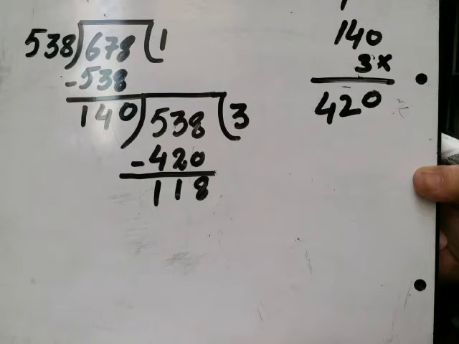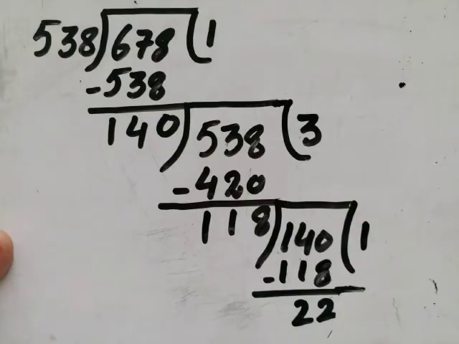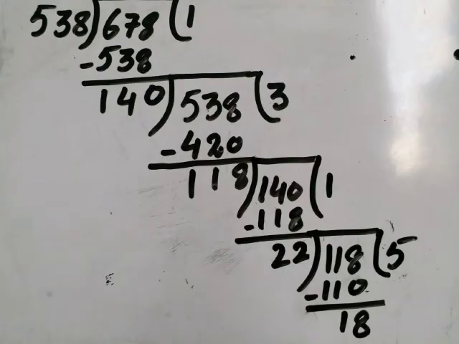Now we take 140 as a divisor and 538 as a dividend, which was the divisor before. Now we divide 538 by 140, we get 3 as quotient, and 118 is the remainder. Now 118 is the divisor, and 140 is the dividend. We get 1 as quotient and 22 is the remainder.